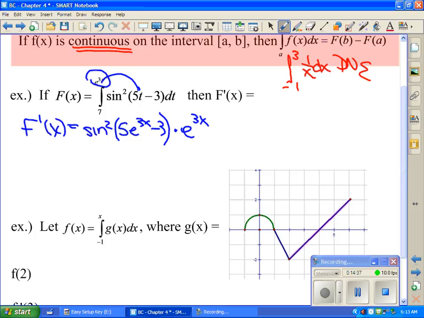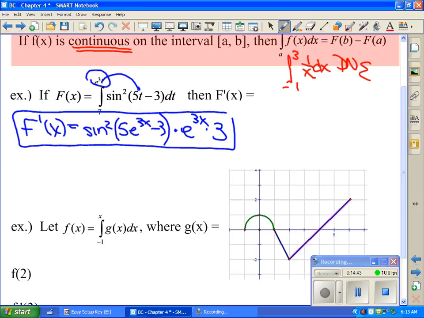If you recall, if the variable is on the lower bound, then what you had to do was switch the order of integration and put a negative sign in instead.